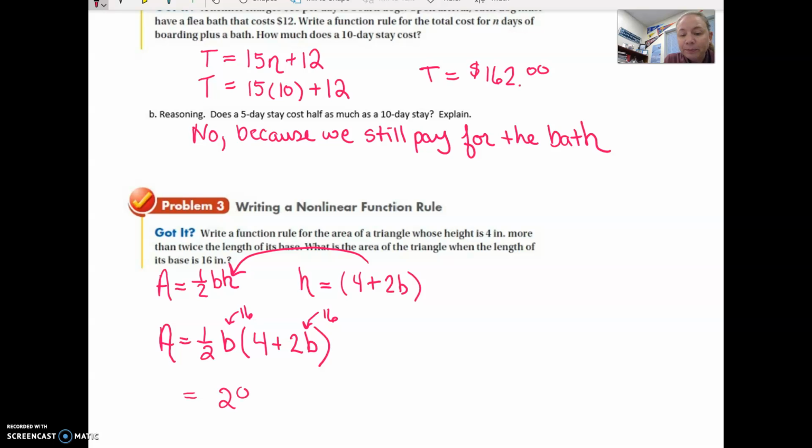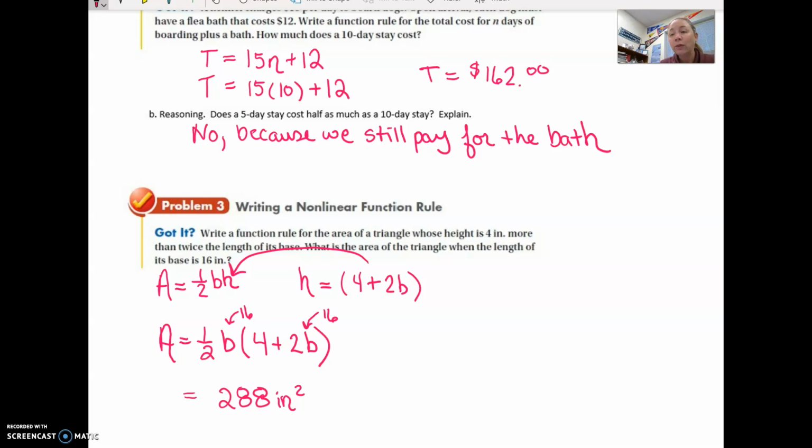288, and that will be inches squared because we're dealing with area, and area is measured in square units. So you should end up with that answer. So practice solving that and check to make sure that you are getting that answer there, okay?